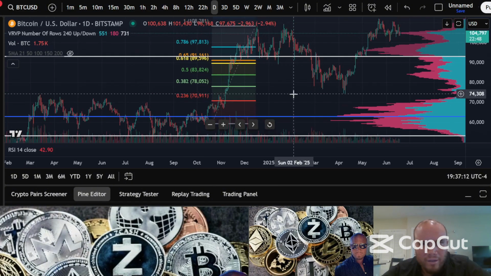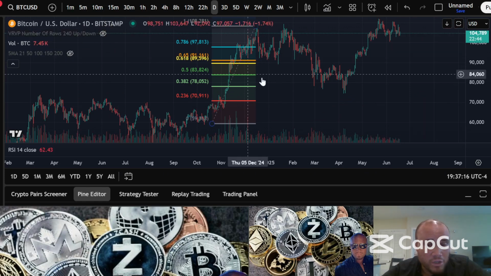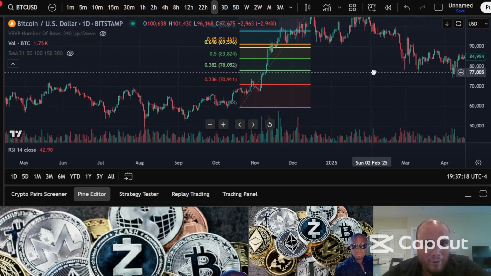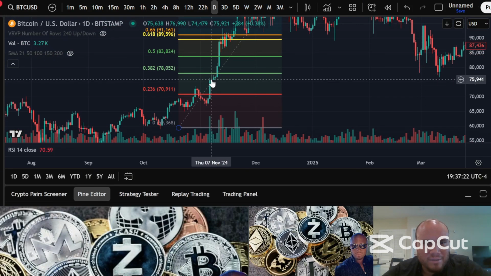Also, even if you did not use the VRVP or don't know what the VRVP is used for or how to use it, you could also just eyeball here on the chart that you had some sideways trading price action here at $76,000 Bitcoin.